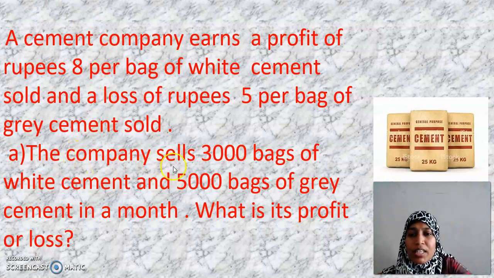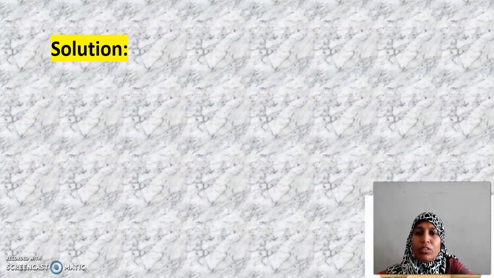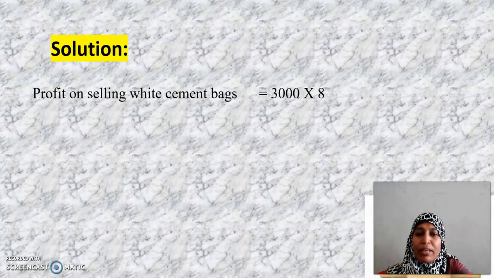Now the company sells 3000 bags of white cement and 5000 bags of grey cement in a month. What is his profit or loss? How many bags of white cement? 3000. White cement gives him profit, positive, whereas grey cement gives him loss, a negative. So, profit on selling white bags is equal to 3000 into 8. 3000 bags he sold for 8 rupees profit per bag. So, 8 3s are 24,000 as profit.